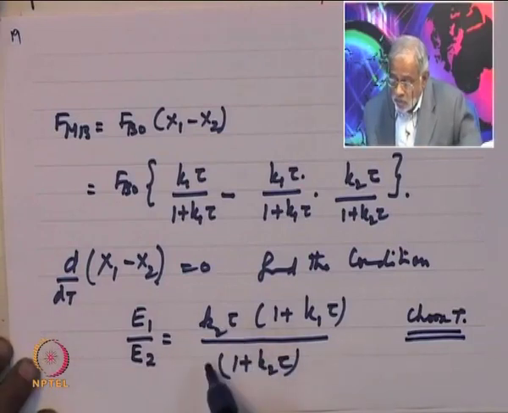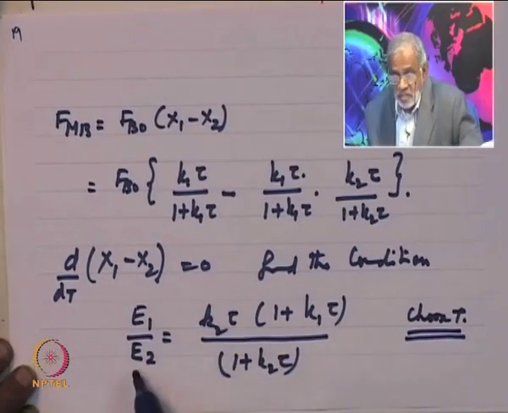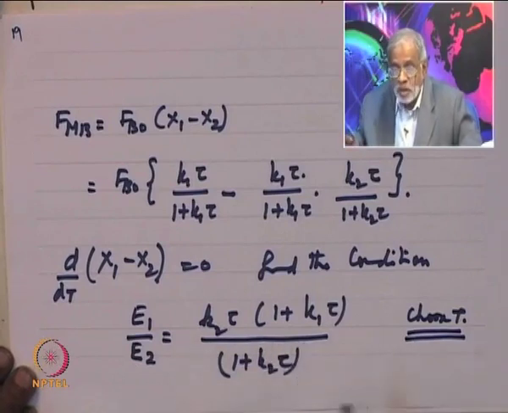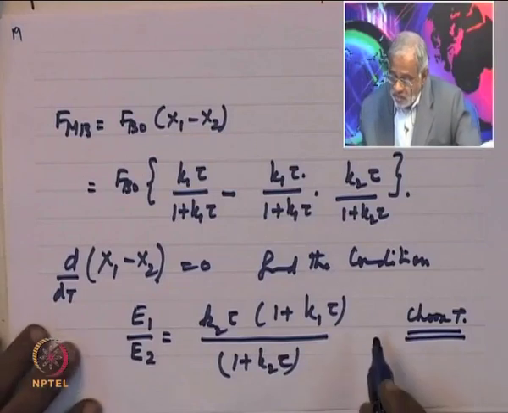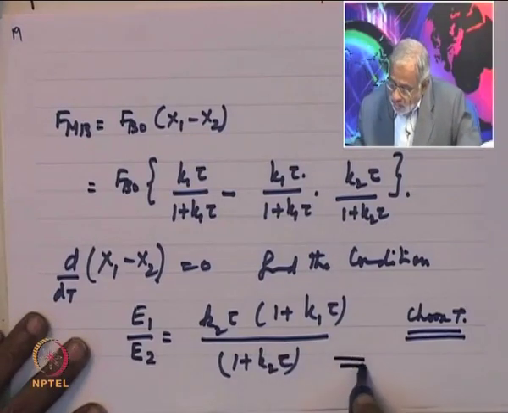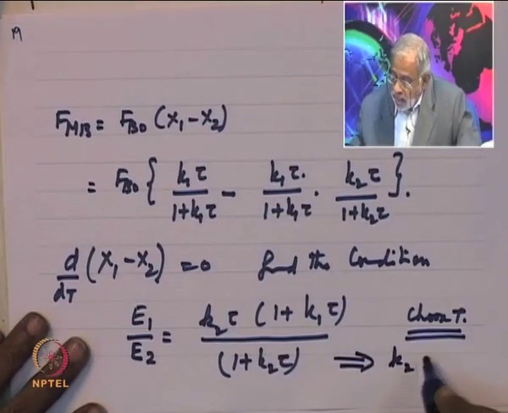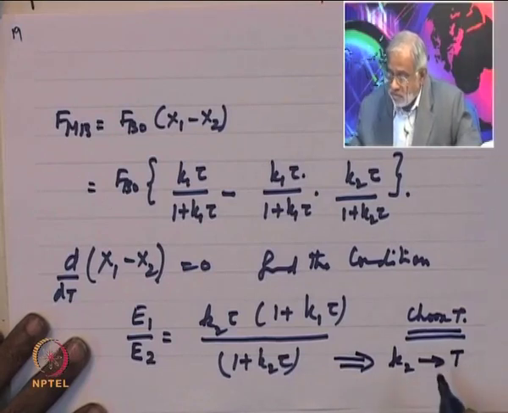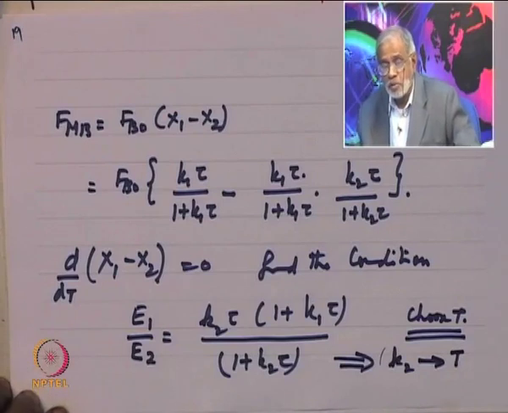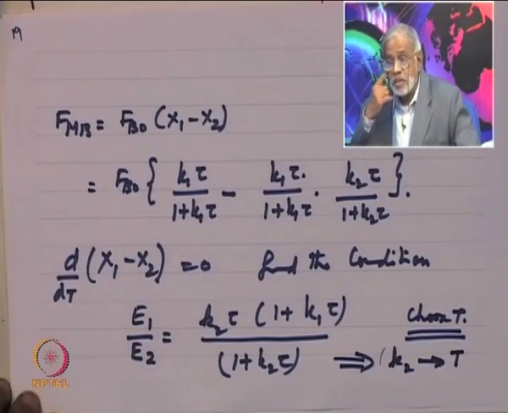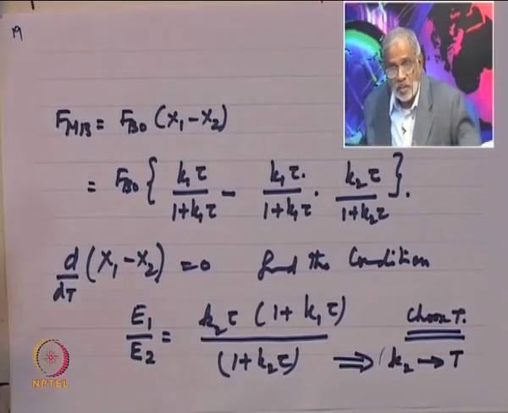So, we have to put in the numbers for K1, K2, tau, everything, and that will give a value of K2. Suppose this particular equation gives us K2, and from that you can find the temperature. Once you know K2, you can find the temperature corresponding to that K2, because E1 and E2, the activation energies, are known.